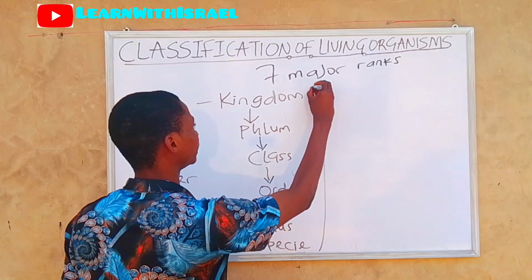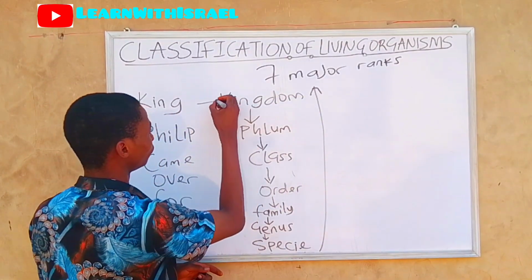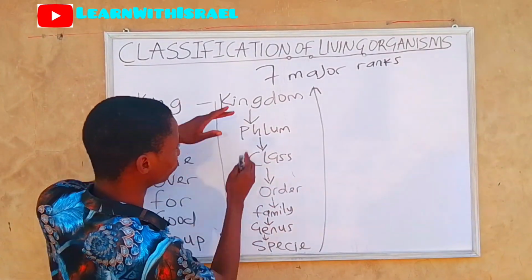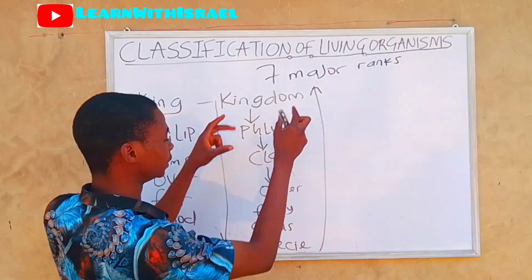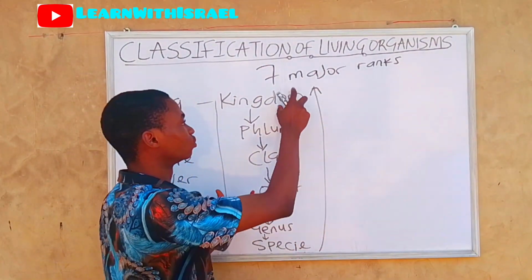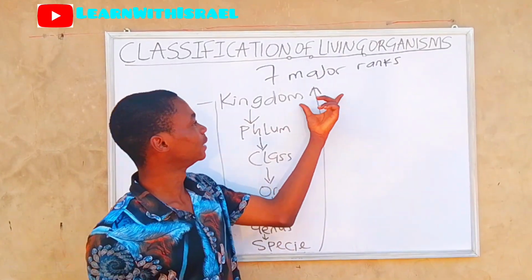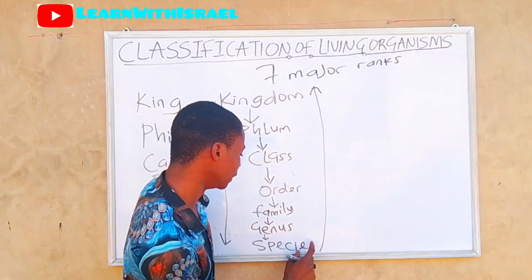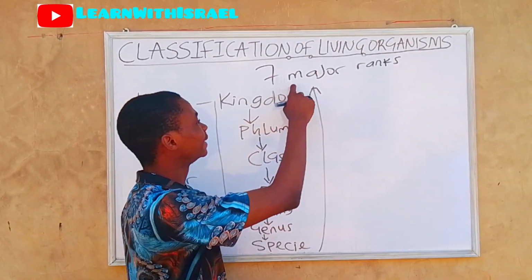So these are the hierarchy from highest to lowest. Once it is going down, it is going from highest to lowest. But once it is going up, it is going from lowest to highest. For the most inclusive hierarchy of living organisms, the answer should be kingdom. But when we are asked for the least inclusive, it will be the species. The lowest is species, while the highest is kingdom.